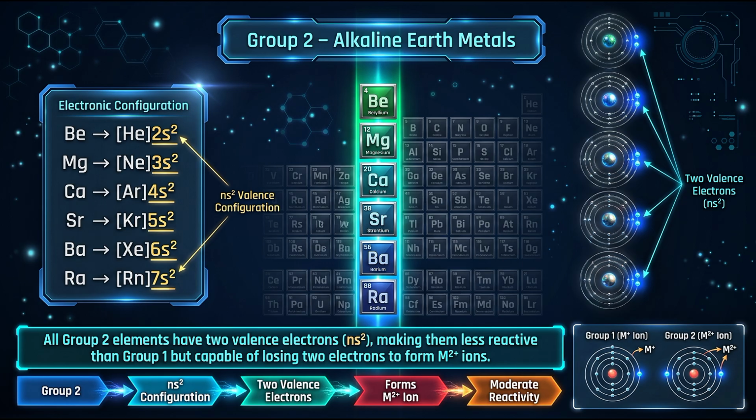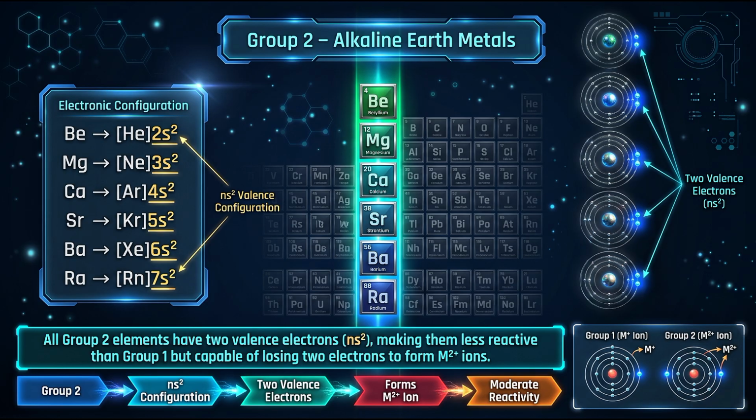The most important concept to remember is that every group 2 element has 2 valence electrons and the general outer electronic configuration ends ns². These 2 electrons determine the position of the elements in the periodic table, explain why they form M²⁺ ions, why they are moderately reactive, why their reactivity increases down the group, and why all members of the group have similar chemical behavior. Once you understand that the chemistry of group 2 is controlled by its 2 valence electrons, it becomes much easier to understand all of the physical properties, chemical reactions, and periodic trends of the alkaline earth metals.